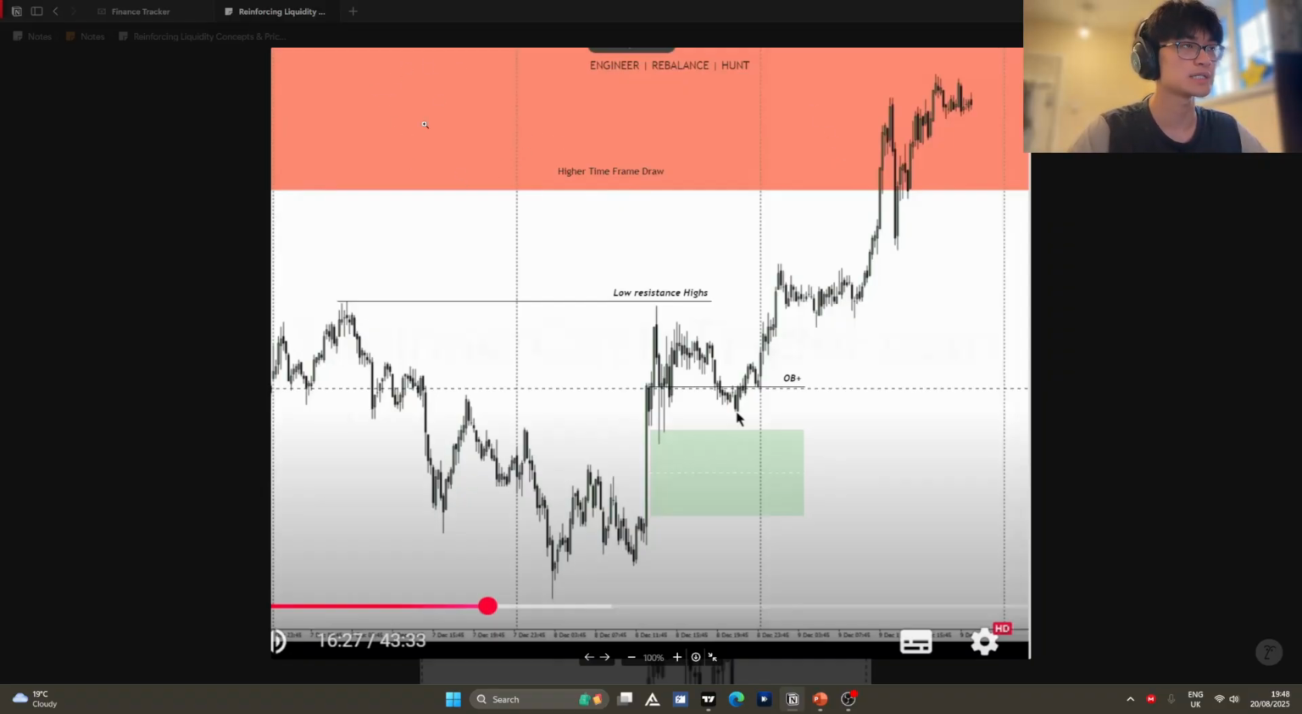Our SIBI has not been tapped into yet. It's not balanced yet. So we want to come higher and balance that out, and then return back to whatever draw we're going to after that. But we don't really care about that yet. These highs are now low resistance because the high time frame draw is higher.